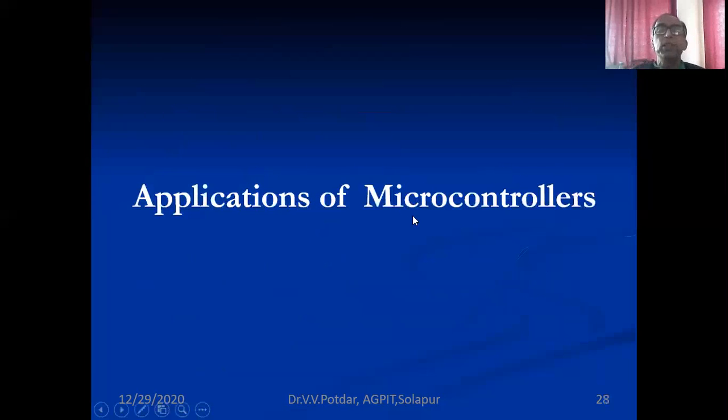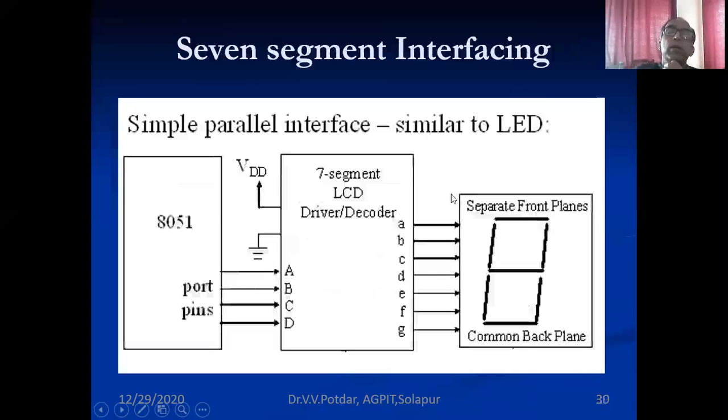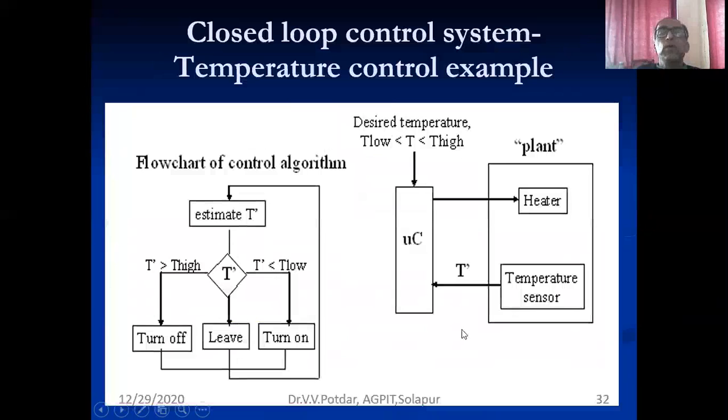Now, what are the applications of the microcontroller? This can be used as a stepper motor interface, with the 8051 through ports. We have inverting buffers in between, and those can be used to control the stepper motor. For LED displays, we can use the 8051 microcontroller. For traffic light controllers, this microcontroller can be used. For a closed loop temperature control system, it can also be used.